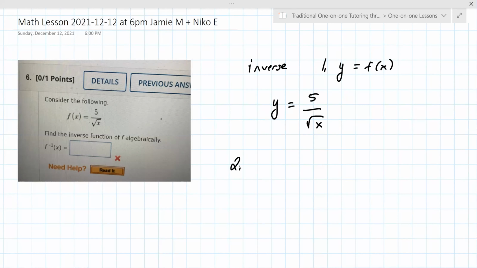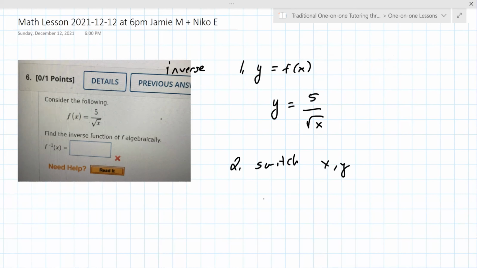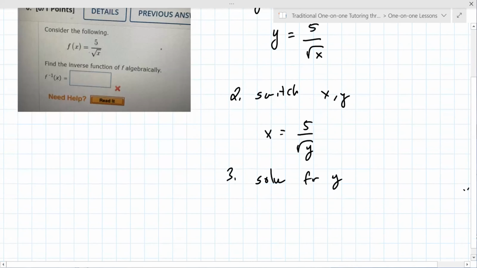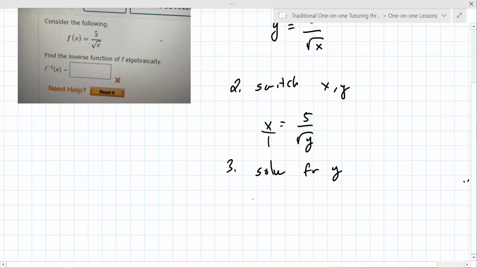Second step is to switch x and y. Oh, yeah. So you switch them. Yeah, now I remember this. Okay. And then x equals 5 over square root of y. And then step 3, which is really the big one, is to solve for y. This is the one where you might see the most potential issues.